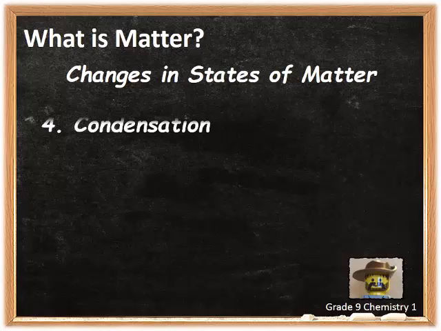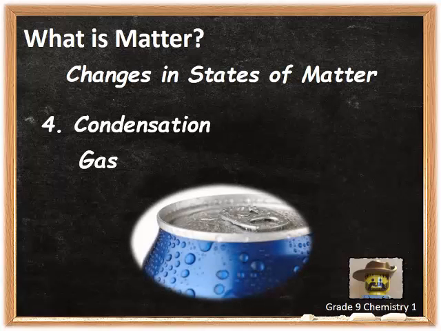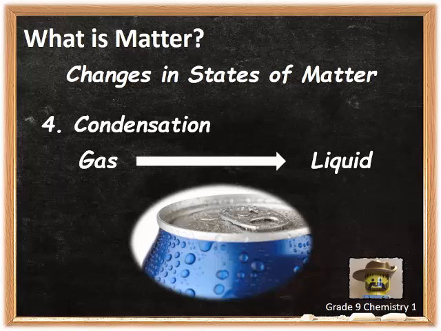The fourth change in state is condensation. This is when a gas changes directly into a liquid. We see examples of this all the time on our hot, humid days in the summer. You take a nice, cold drink outside, and almost immediately there is liquid or moisture on the outside of the glass. This is water vapor, or gas, coming out of the air and turning to water.